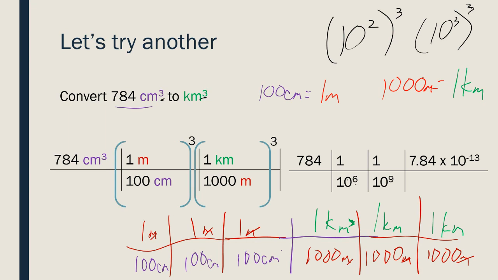And then when you multiply 10 to the sixth times 10 to the ninth, that equals 10 to the negative 15. And then when you do all that, 784 divided by 10 to the 15th, or bring it up, is 10 to the minus 15. You get 7.84 times 10 to the minus 13 as your answer.